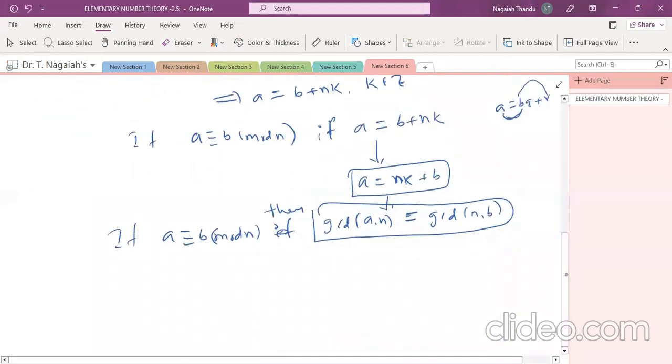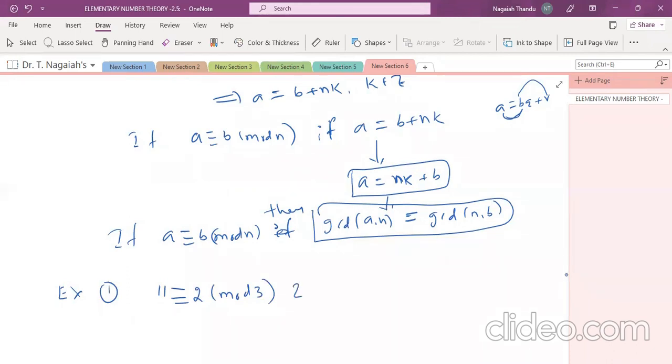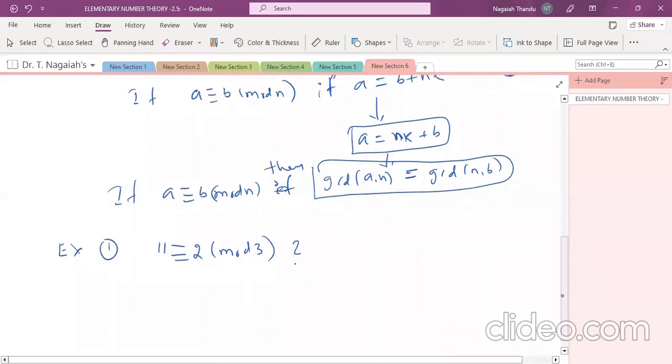Right? Now I'm giving some properties of this. First, a simple example. Is 11 congruent to 2 modulo 3 correct or not? My question is this one. When is this possible? Only if 3 divides 11 minus 2, that is, 3 divides A minus B, then this is correct.